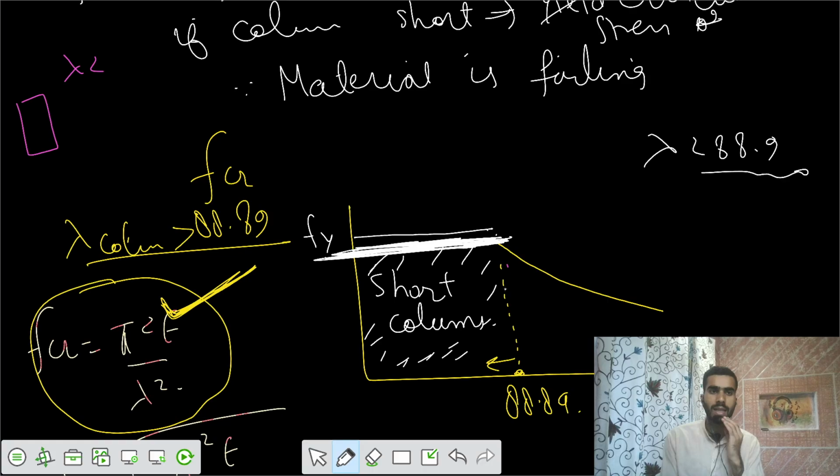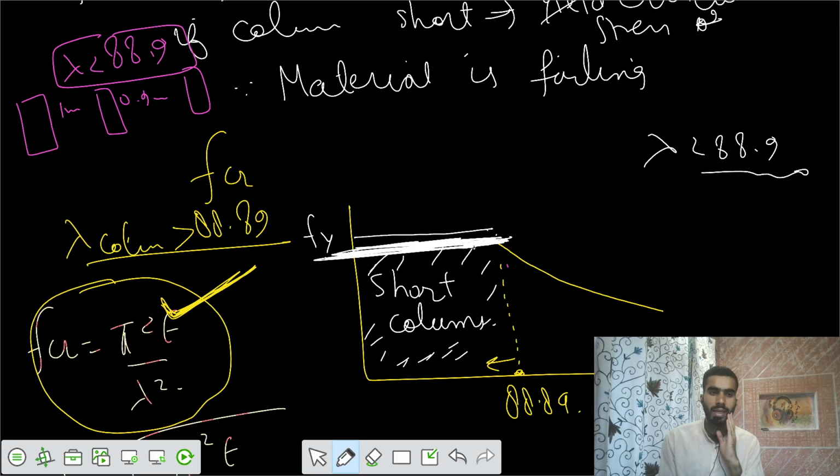As long as lambda is lesser than 88.89, you can take L equals 1 meter, you can take L equals 0.9 meter, whatever length, but you have to ensure lambda is lesser than this, and each of those columns will fail at Fy. At Fy equals FCR, your member would fail, because the material is failing, that means the entire column is failing.